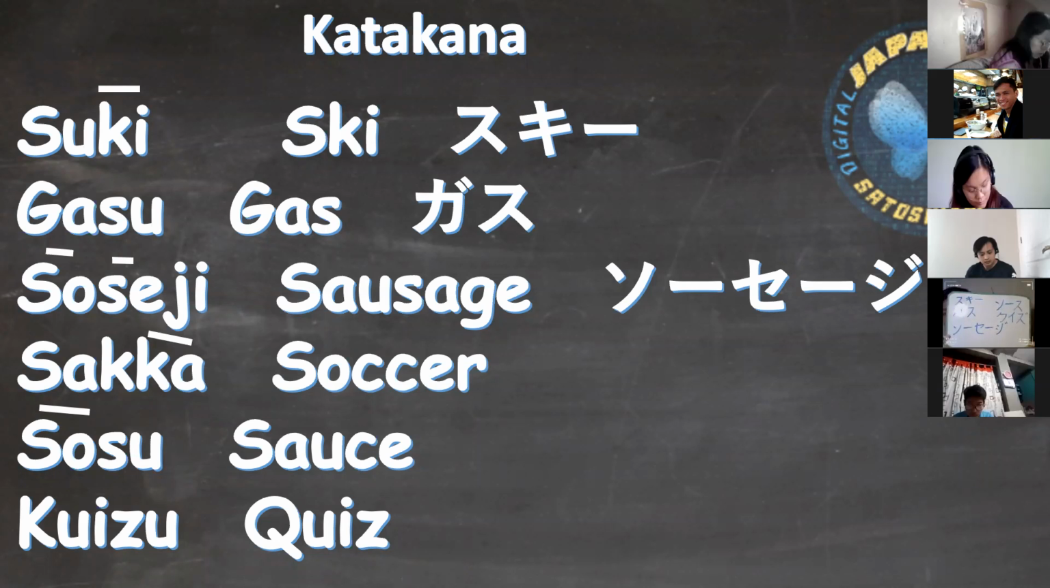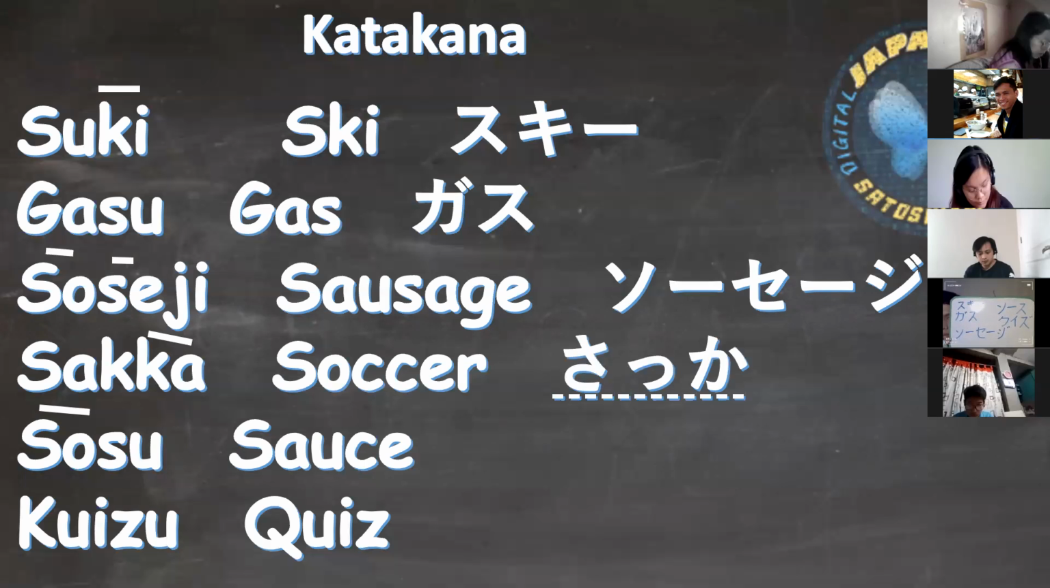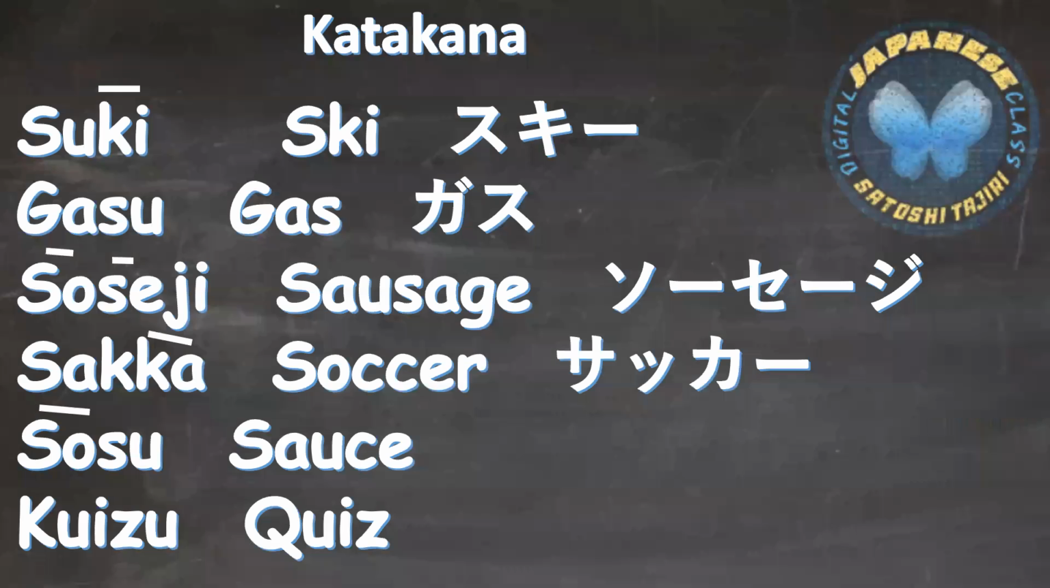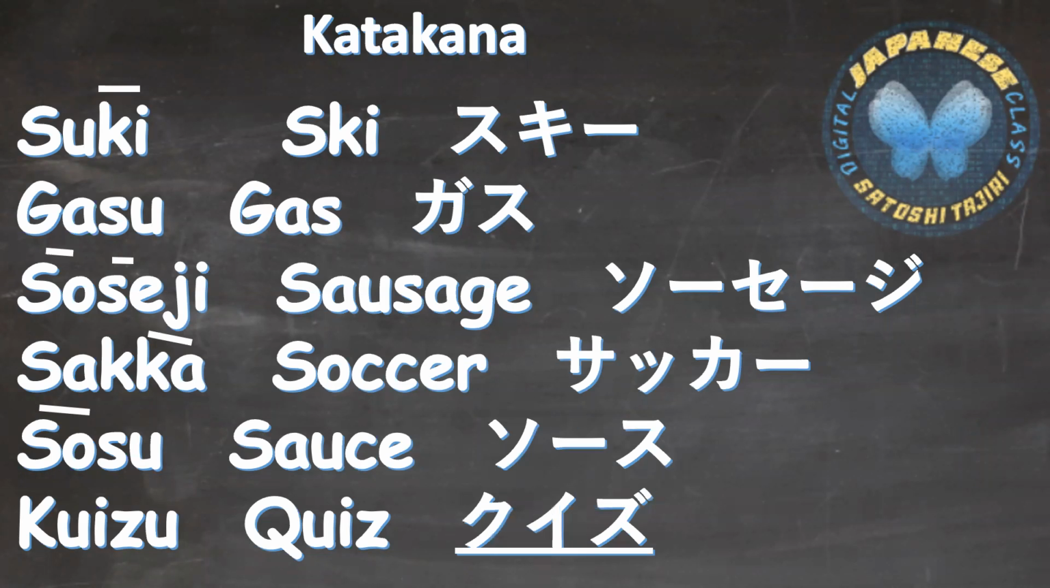Okay, and have sausage. Saka, okay. And our sauce. And we have our... okay. So this is how we write our words.